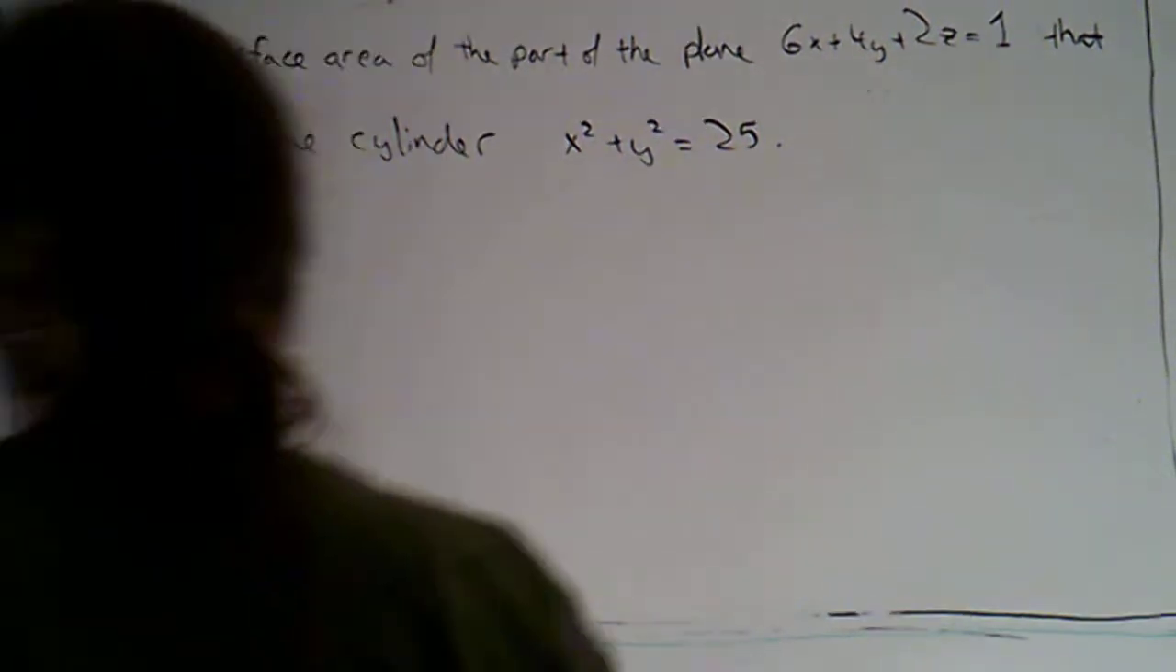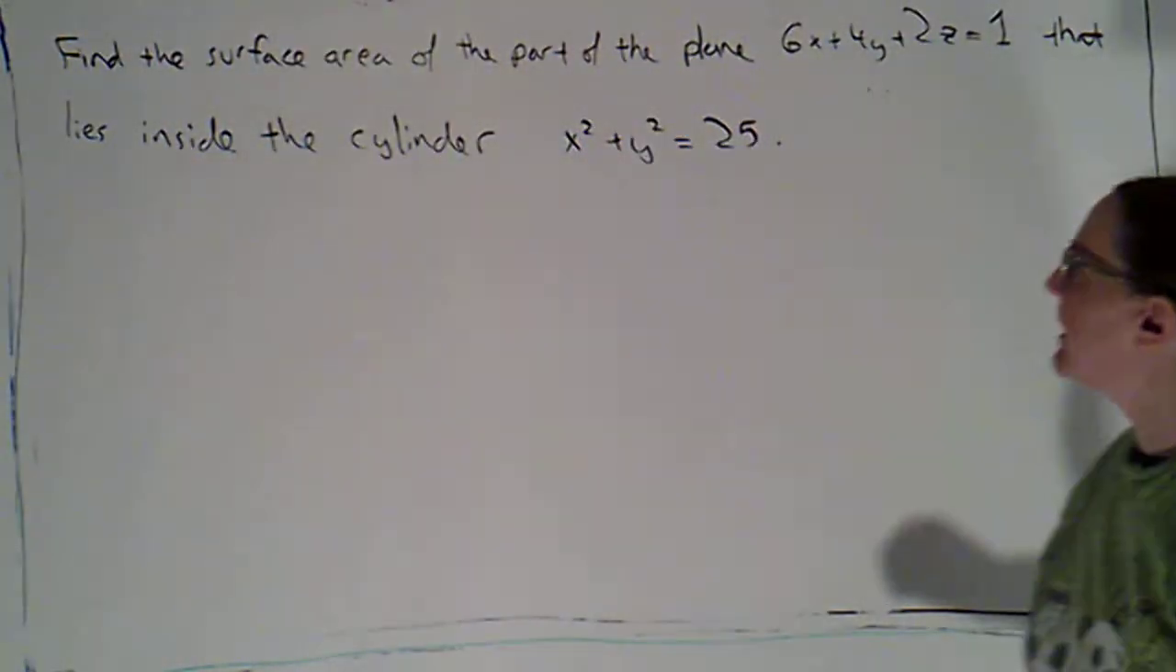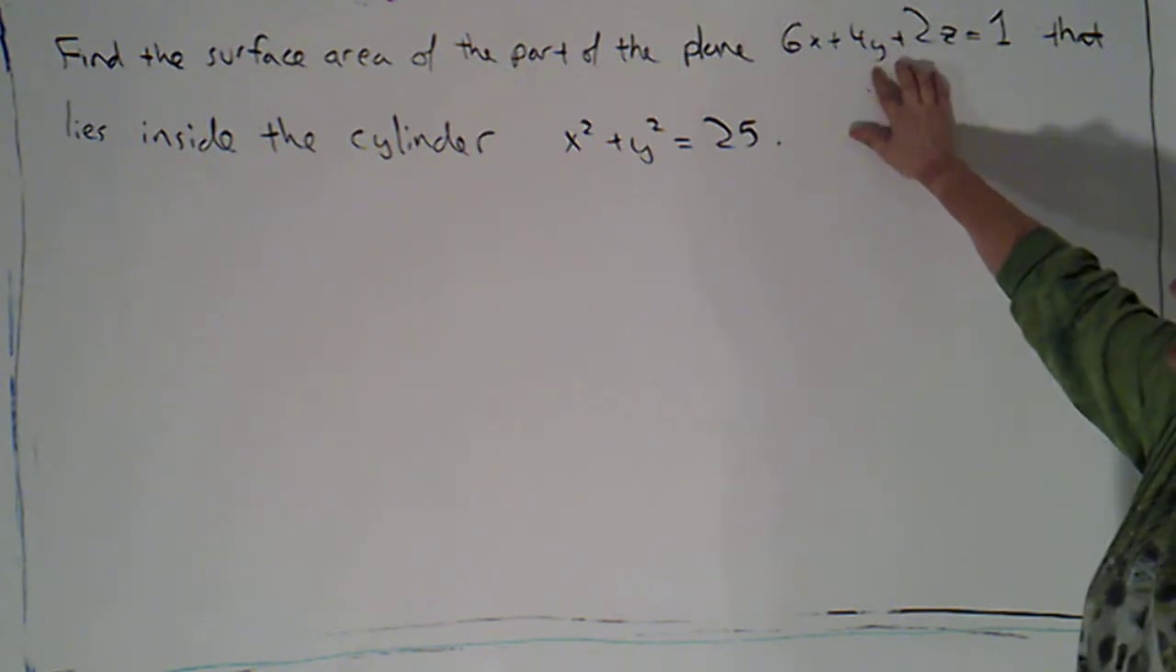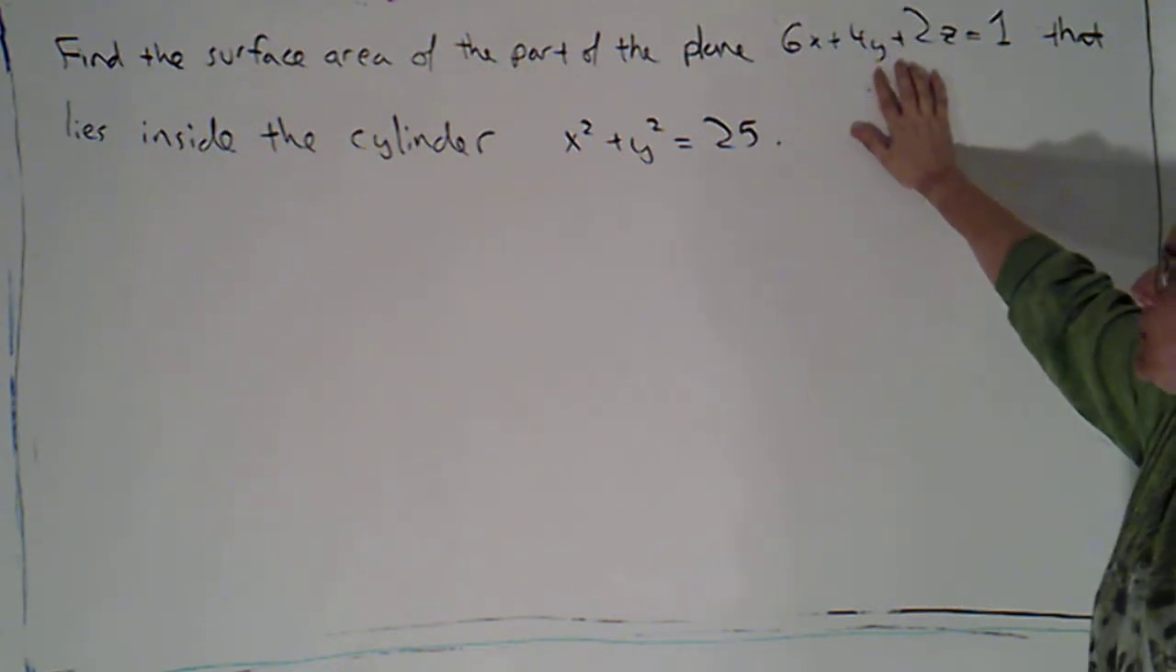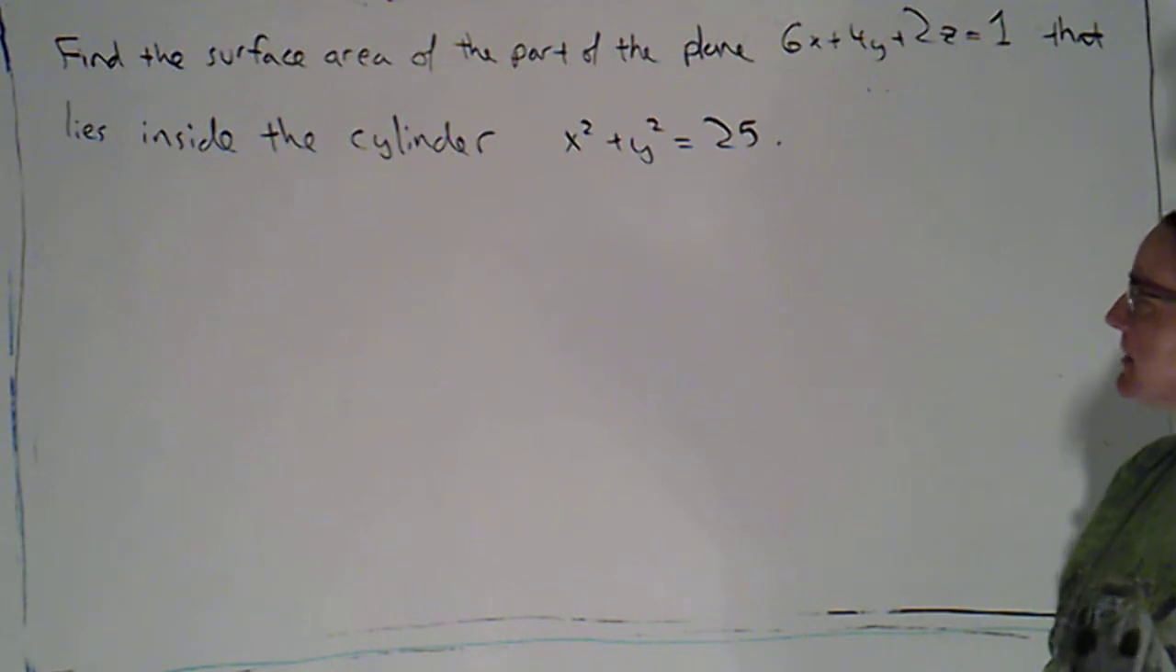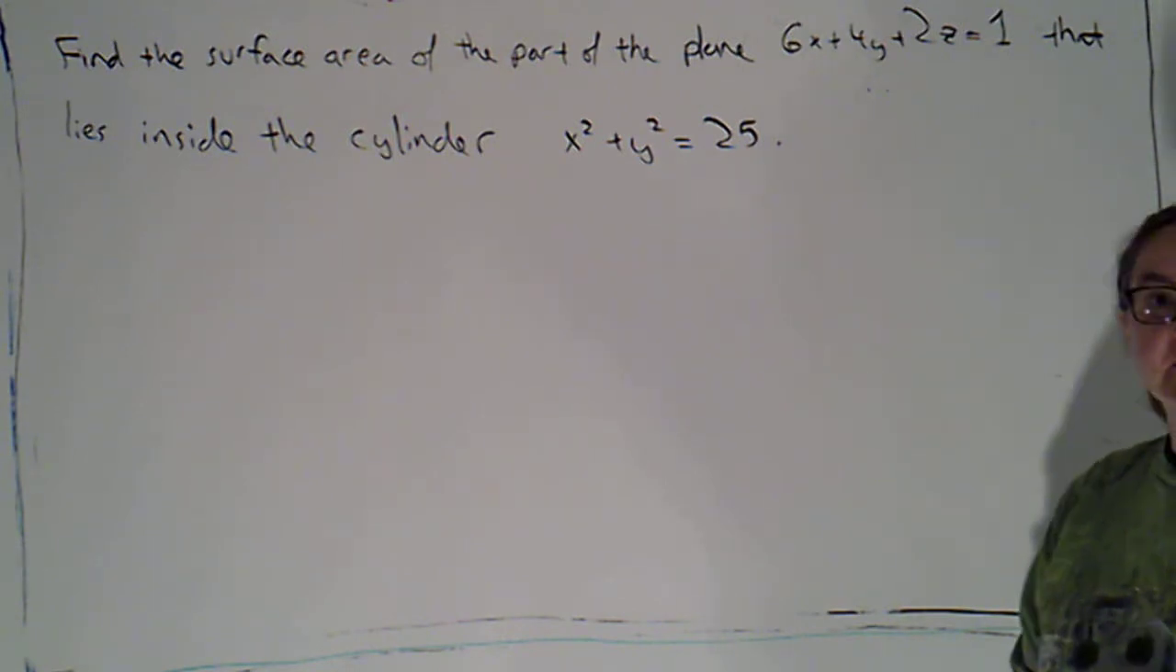Okay, I've got a problem up here on the board. I want to find the surface area of the portion of this plane, 6x plus 4y plus 2z equals 1, that lies inside of the cylinder, x squared plus y squared equals 25.